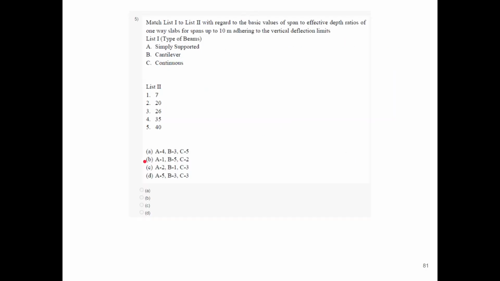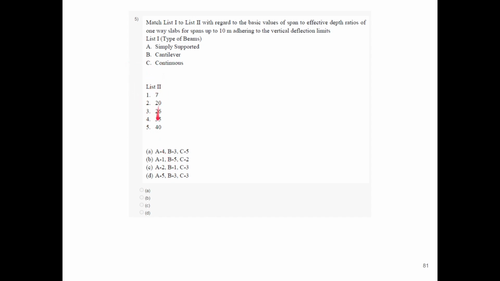Fifth question, match list 1 to list 2, the basic values of span to effective depth ratios of one way slabs for spans up to 10 meter adhering to the vertical deflection limits. So basically, simply supported will be 20. So A will be 2. Then cantilever will be 7. We discussed. B will be 1, as you can see.